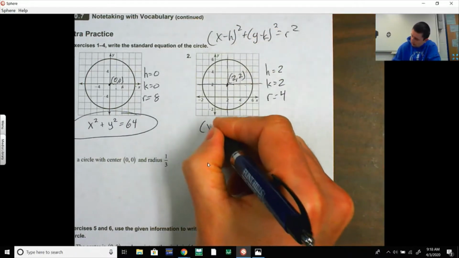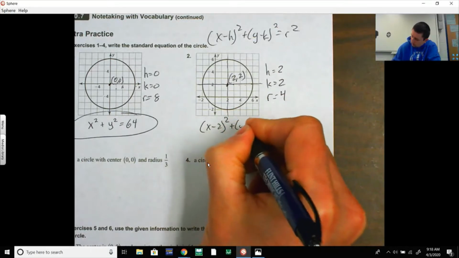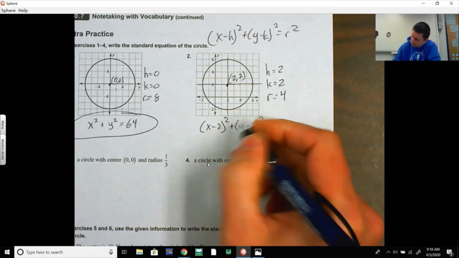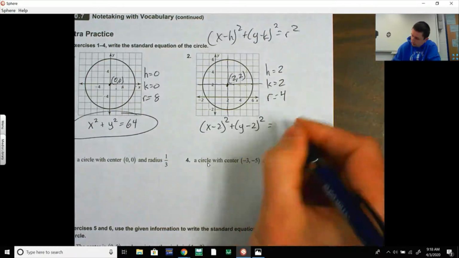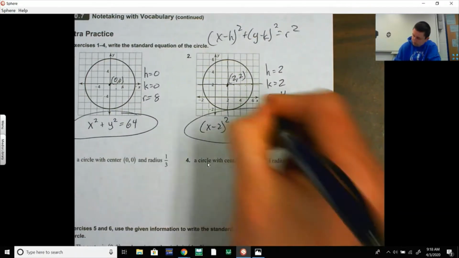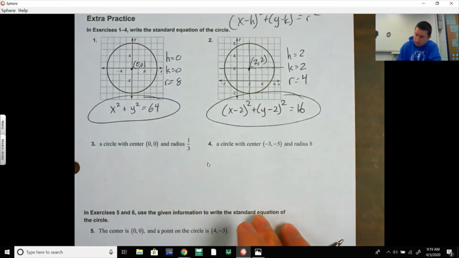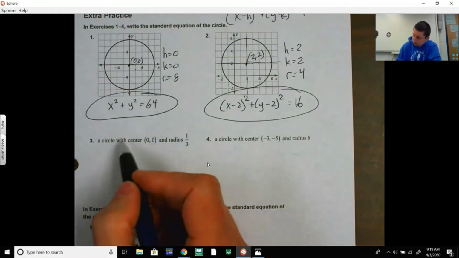So (x − 2)² + (y − 2)², because h and k are both 2, equals 4², which is 16. That's it. Okay, that's going from a graph. This is just the information.